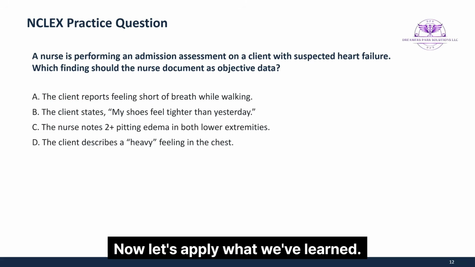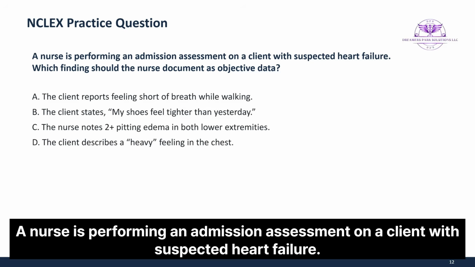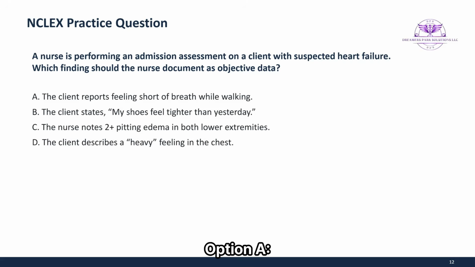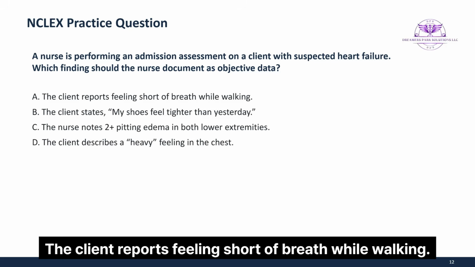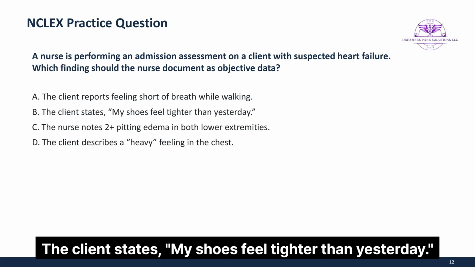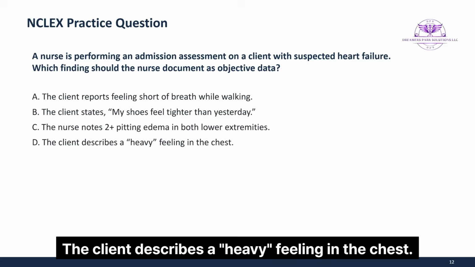Now let's apply what we've learned. Here's your NCLEX-RN practice question. A nurse is performing an admission assessment on a client with suspected heart failure. Which finding should the nurse document as objective data? Option A. The client reports feeling short of breath while walking. Option B. The client states, "My shoes feel tighter than yesterday." Option C. The nurse notes 2+ pitting edema in both lower extremities. Option D. The client describes a heavy feeling in the chest.